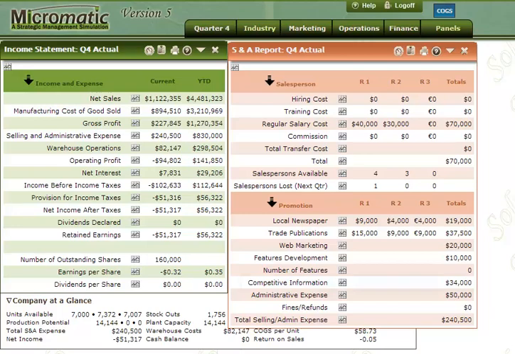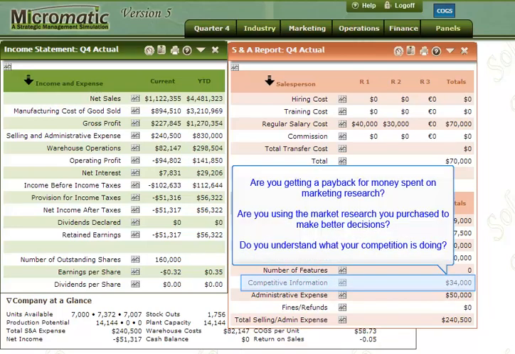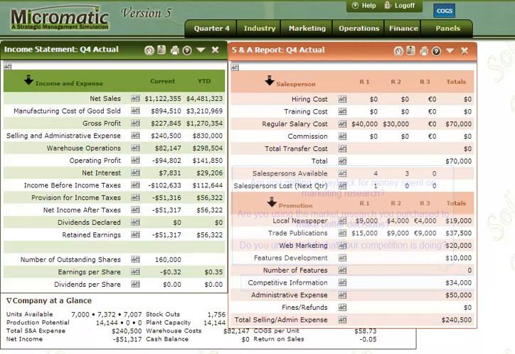You should also look at money you spent on market research. Are you getting payback for the money you spent? Are you using the information you purchased to make better decisions in the future that will translate into a higher profit? Are you buying information and then not analyzing it? These are all questions that you need to answer as you look at your S&A report.